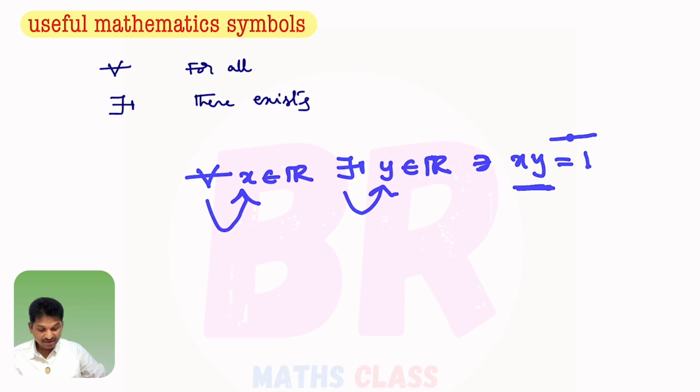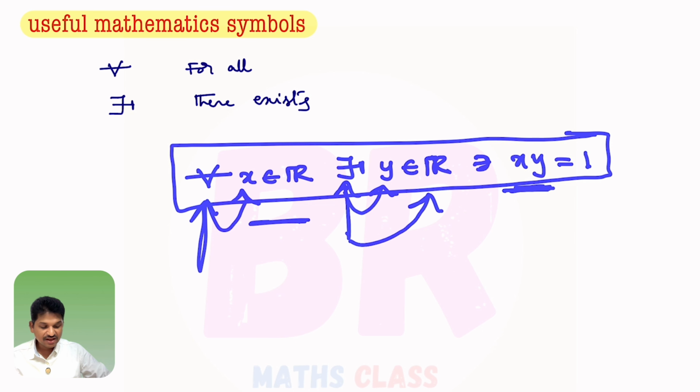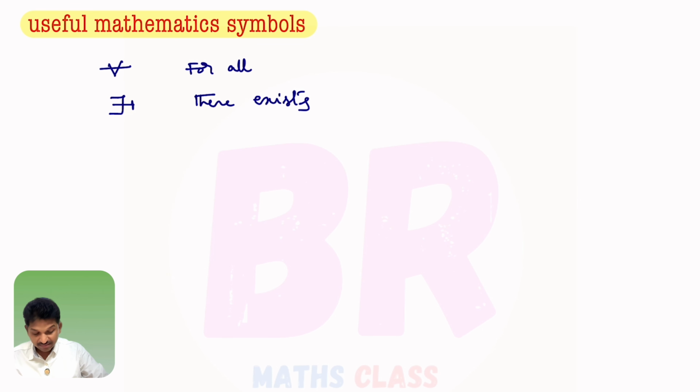In mathematics, you will see such equations, especially in the functions chapter. Whenever you see such things, how do you read this? We read this: for every x belongs to R, there exists y belongs to R such that xy equals 1. In general English, we use it the same way, 'there exists'.